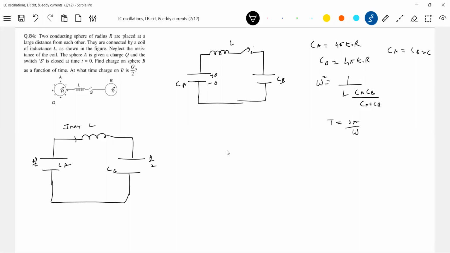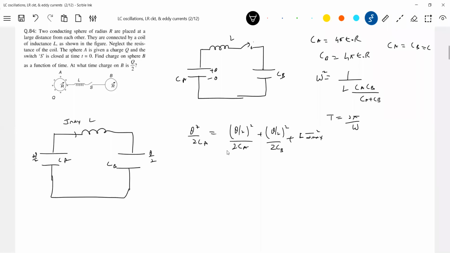Then apply conservation of mechanical energy. Q square by 2C should be equal to (Q by 2) square by 2CA plus (Q by 2) square by 2CB plus half L I max square. You go for one oscillation. Actually, in one oscillation, what happens here? How does one oscillation take place? What you should do for that, you should work out here. This is the time period of oscillation. We got it.